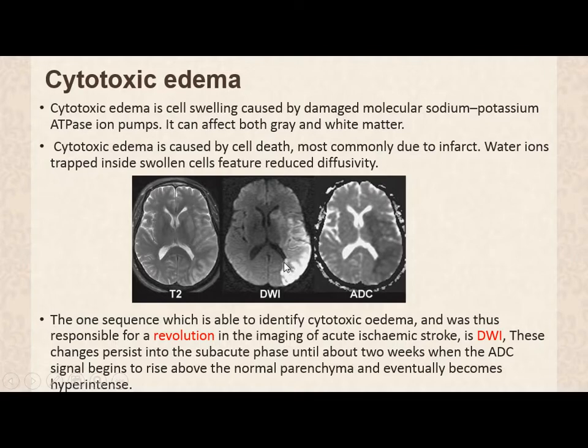till we change to the subacute phase. After 2 weeks, the ADC, which is low in the acute state, gets higher, and then becomes isointense, and the edema or the diffusion restriction will disappear.